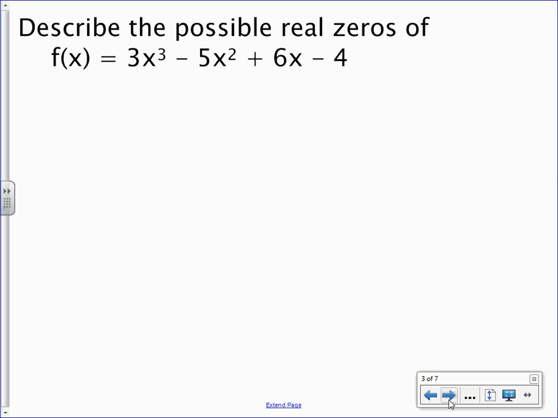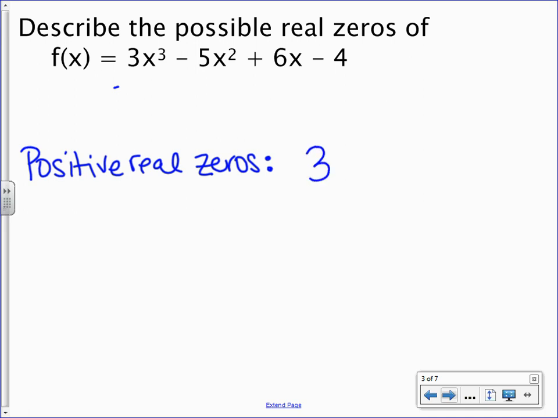For our positive zeros, we need to count the number of sign changes. Our first term is positive. Our second term is negative. There's 1. And we go to a positive. That's 2. Positive to negative. That's 3. There are 3 sign changes. So there are going to be either 3 or 1. And then I can't subtract 2 anymore. So we say 3 or 1.